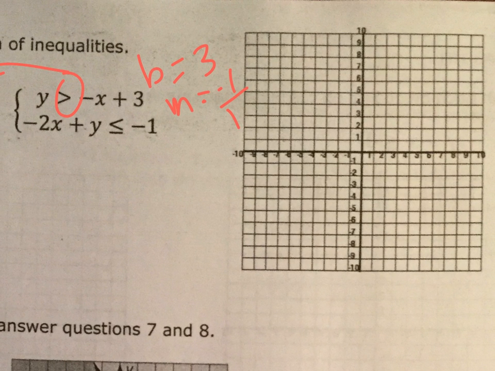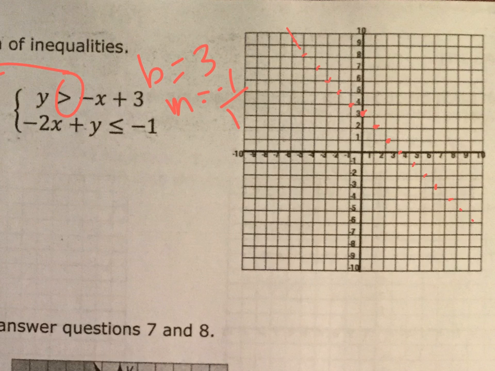So (0, 3) y-intercept, and then down 1 to the right 1, down 1 to the right 1, up 1 to the left 1. I may dot a couple of these in, so it's going to be important to get a nice line here. And I have to remember not to draw a solid line, right? It's dotted or dashed.